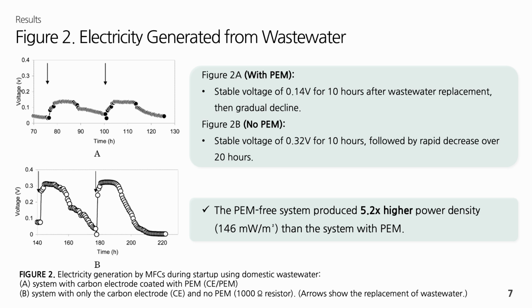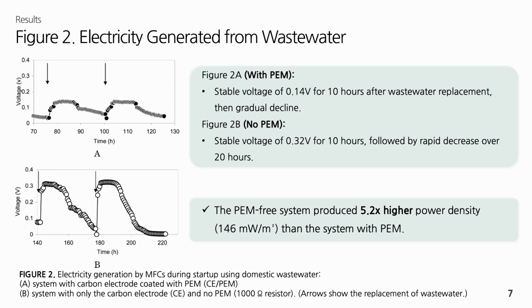Now, let's examine the experimental results and their implications. Graph A illustrates the voltage changes in the MFC with a PEM. Wastewater was replaced twice, and the system stabilized at 0.14 V for approximately 10 hours. Graph B shows the results for the MFC without a PEM. Wastewater was replaced 4 times, and while the stabilization time was longer, the final power output was 5.2 times higher than with the PEM. Why was electricity generation from wastewater so high in this study?